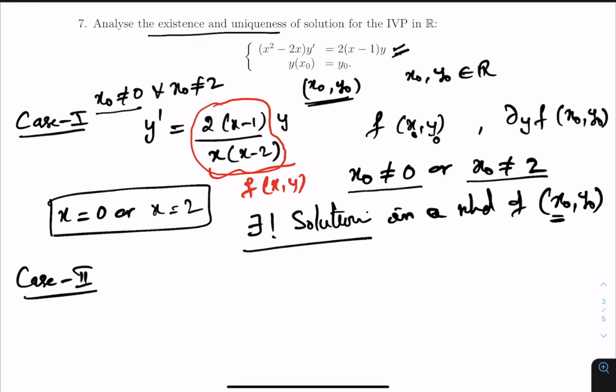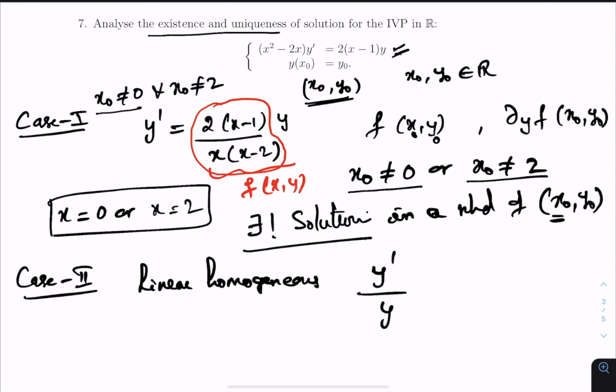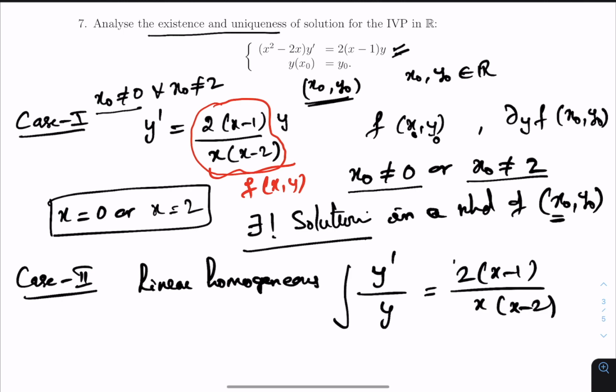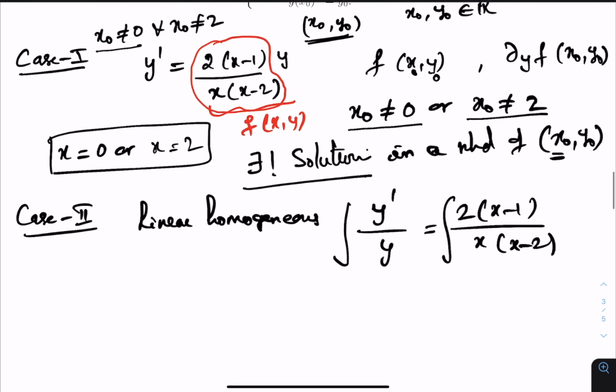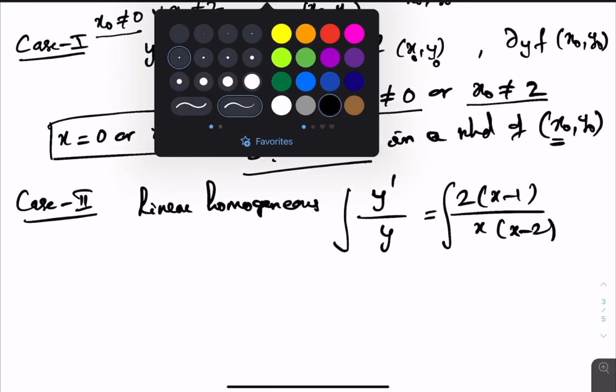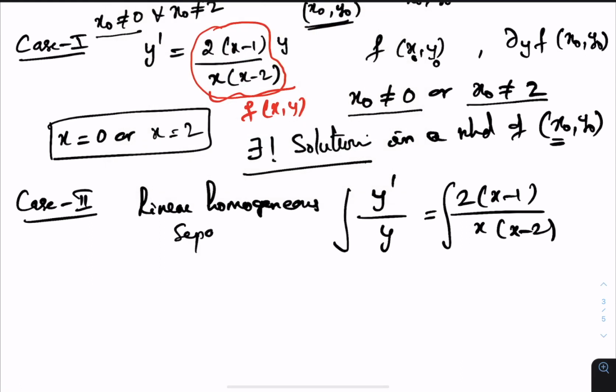Now what is case 2, the second situation? You see this ODE that is given to you is a linear homogeneous ODE. That's the type of this ODE. We can write it in this form: y prime over y equal to (2x minus 1) over x(x minus 2). Then you can integrate. It's in separable form also.